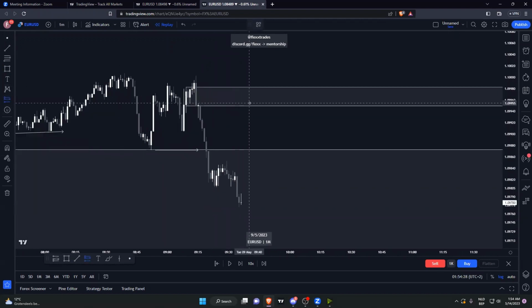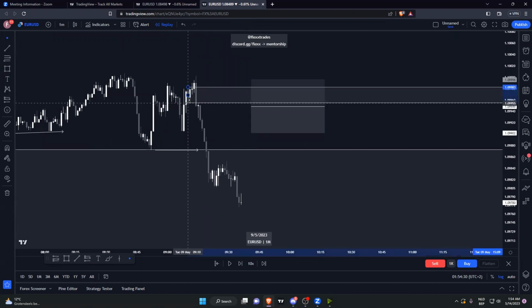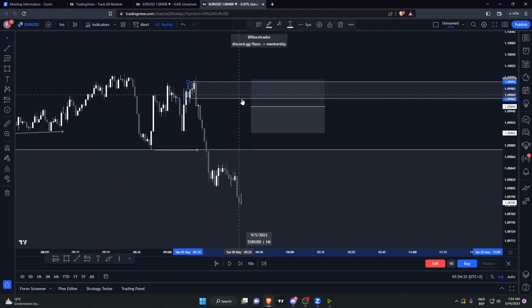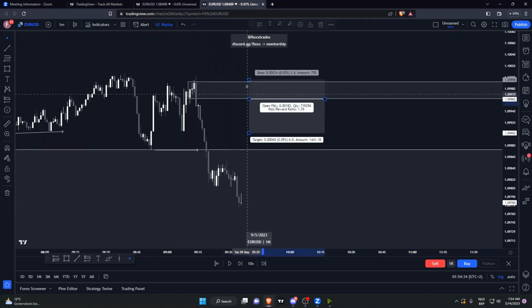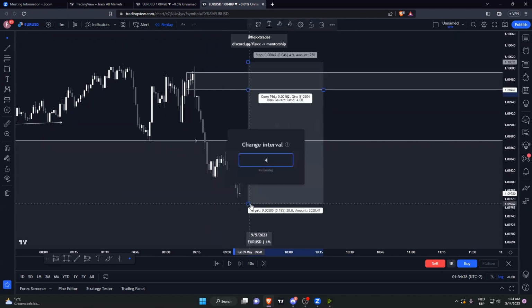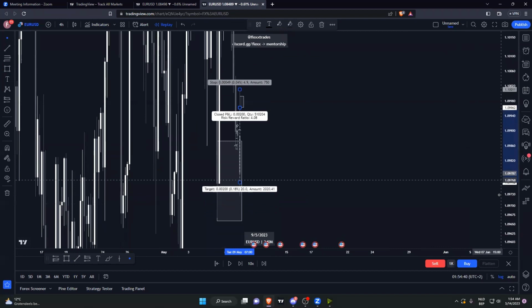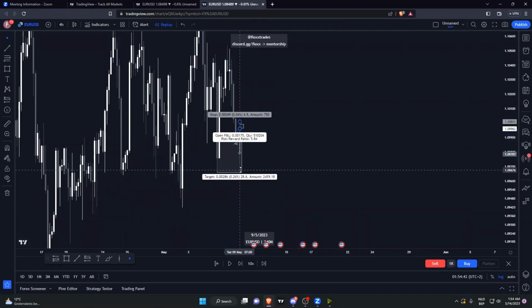So my limit here is set, right? I'm taking the POI like this. My limit here is set, right? If it comes back, it comes back. Where am I targeting? I'm probably targeting the 4-hour lows. It's gonna be right here, the 4-hour low. I could easily see price go this low and then bounce back.